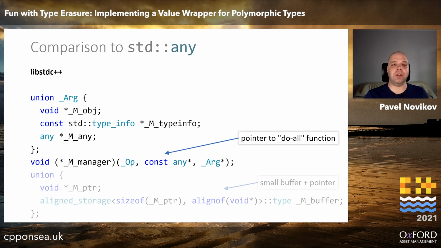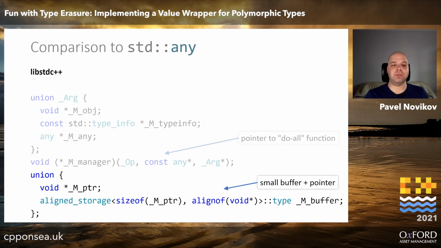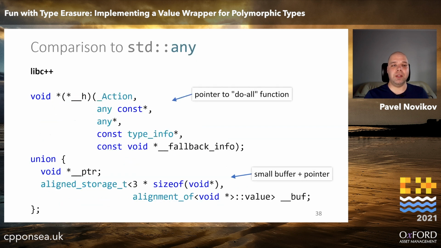So, for example, they can, with some operation, get a pointer to object, or with the other operation, they can get a pointer to type info. And plus to that, they have a union of small buffer plus pointer that they use for small objects or big objects. In libc++, they have a very similar design to libstdc++. The difference is that in the do all function, they spell out all the necessary arguments, and they supply different arguments depending on the action.